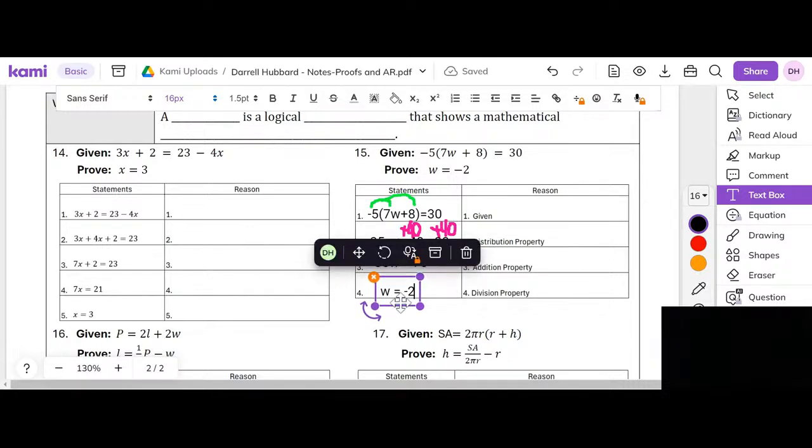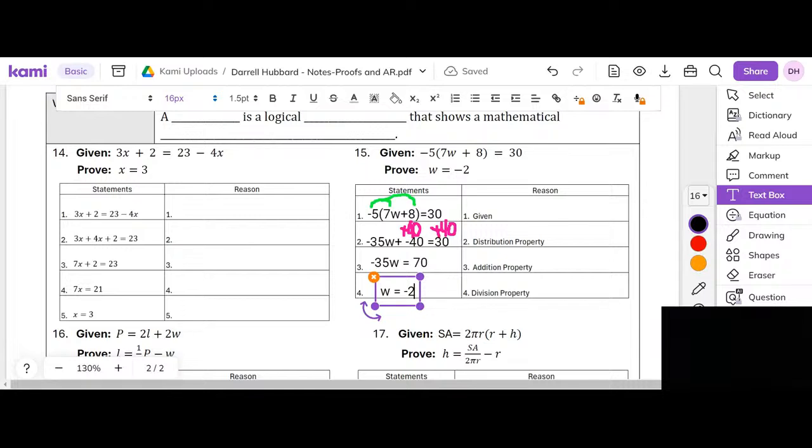Just go and solve it the way that you would typically solve it. So I will actually solve this first, and then after I solve it, I go back and do the reasoning to write the steps out. So let's go to number 14 so you can understand what I'm saying. Here they gave us 3x plus 2 is equal to 23 minus 4x, and they want us to prove that x is equal to 3.